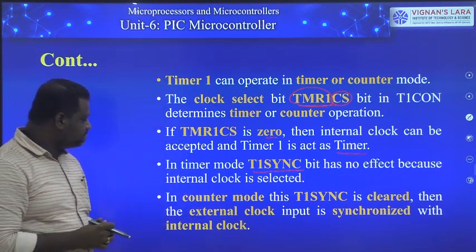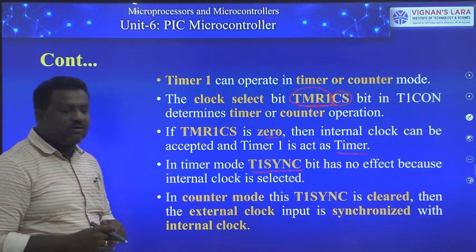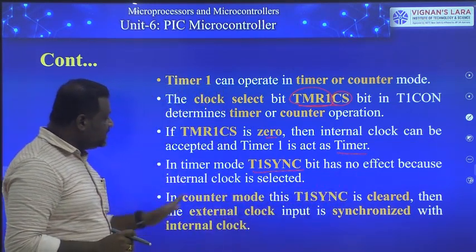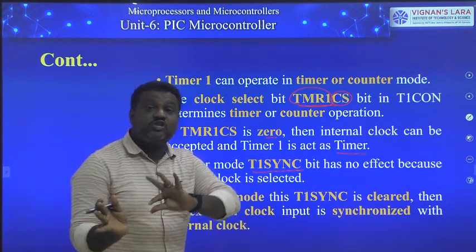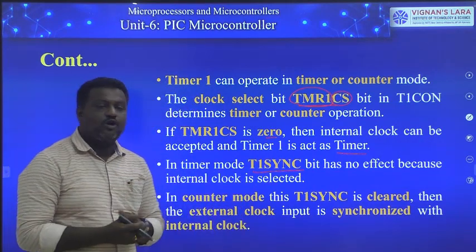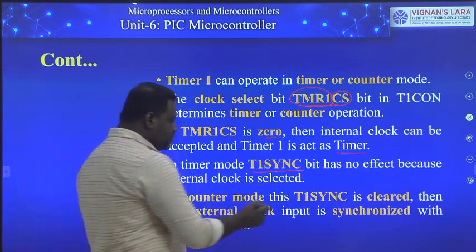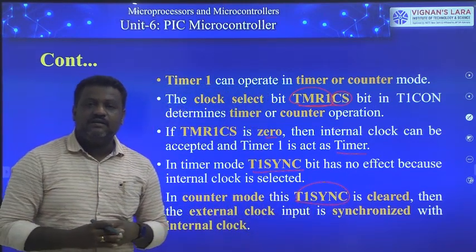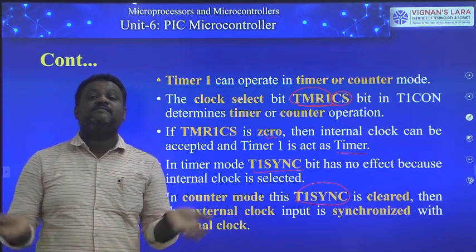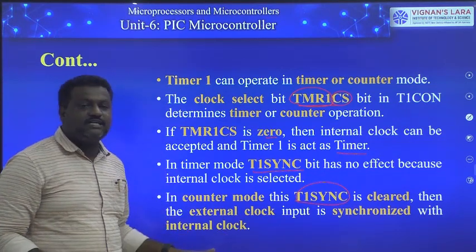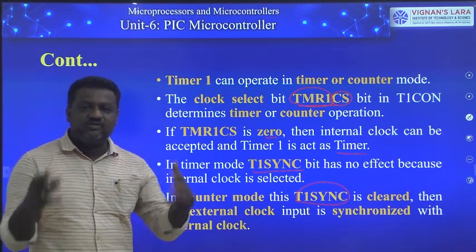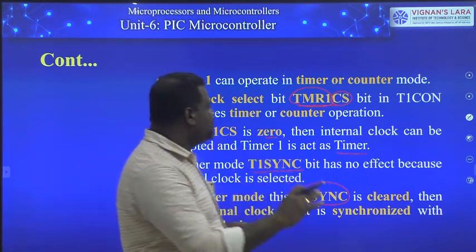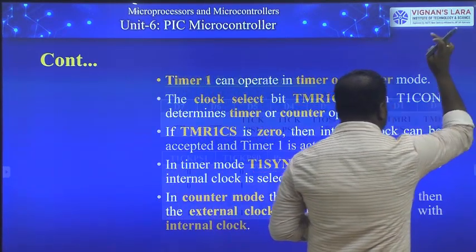And next, in counter mode, when this T1SYNC bit is clear, the external clock input is synchronized with the internal clock. Whenever this bit is set to 0, that is cleared, the externally received clock signal is synchronized with the internal clock. That means there is a synchronization between the externally received clock and the internal clock.